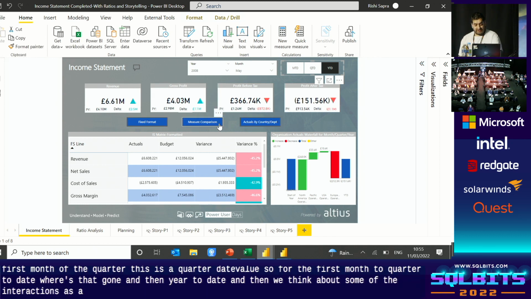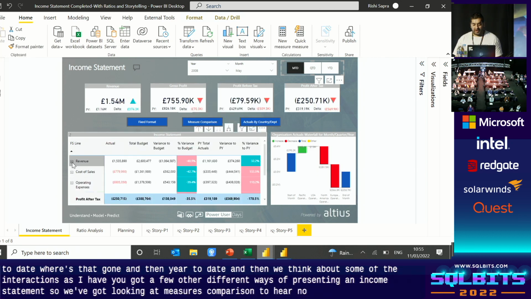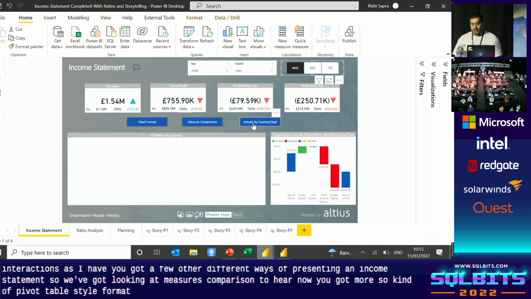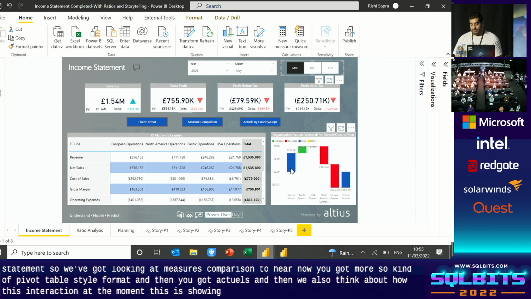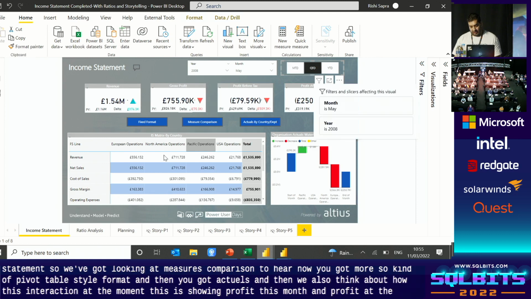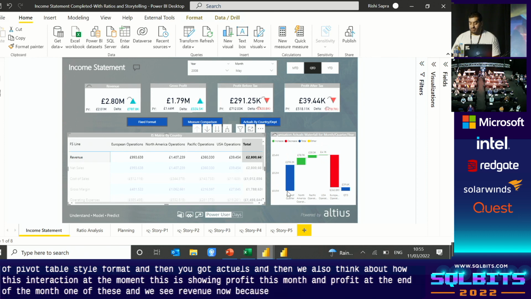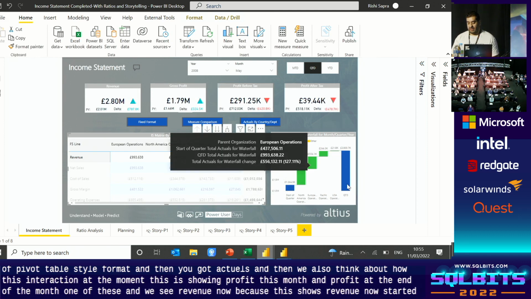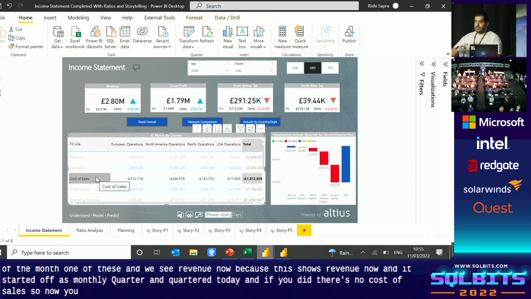And then we've got a few other different ways of presenting that income statement. So we've got looking at measures, comparisons. So here now you've got more of a pivot table style format. And then you've got actuals. And then we also think about how this interacts. So at the moment, this is showing profit at the previous month and profit at the end of the current month. But actually, if we click on one of these and we see revenue, now this shows revenue at the start of the first month of the quarter and quarter to date. And if we did this, it would show cost of sales. So now you're allowing people to do that exploratory work, to drill into that journey.